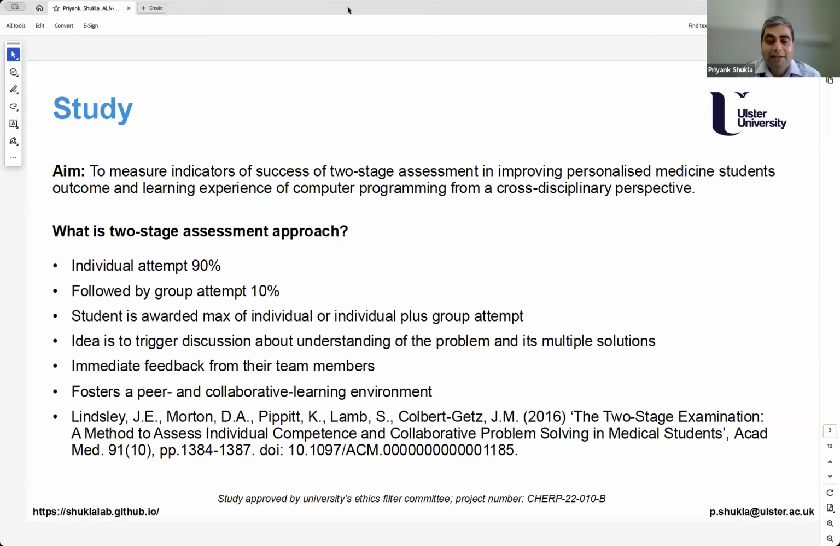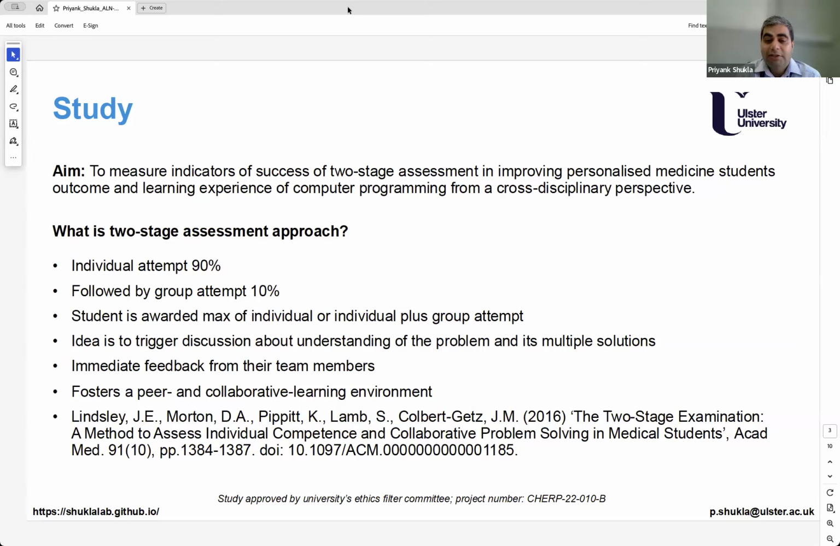And the whole idea here is actually to trigger discussion about the understanding of the problems, which are computing problems, where they need to first design a flowchart of how they are going to solve the problem, and then write the actual piece of code.